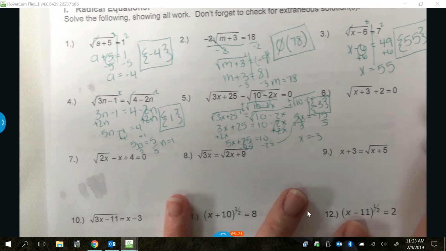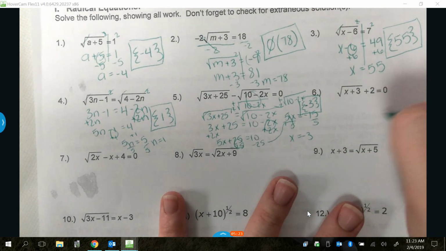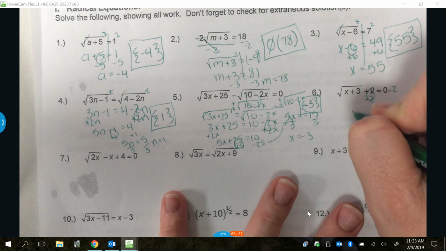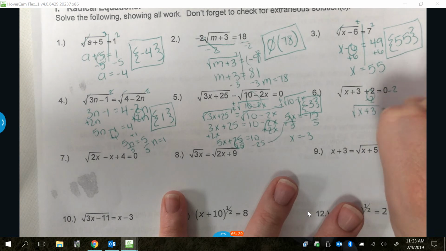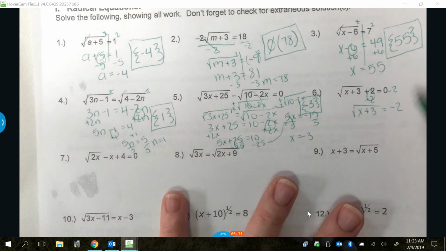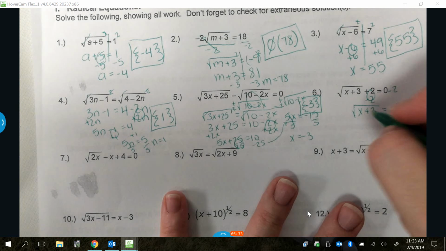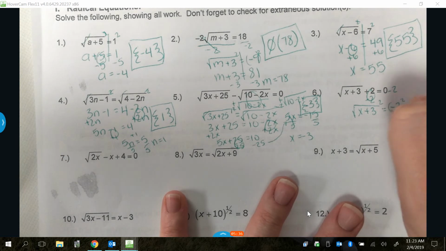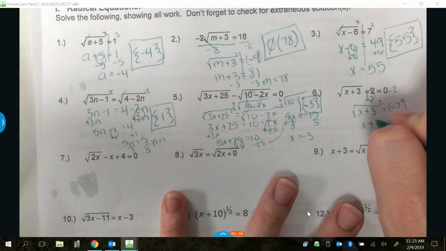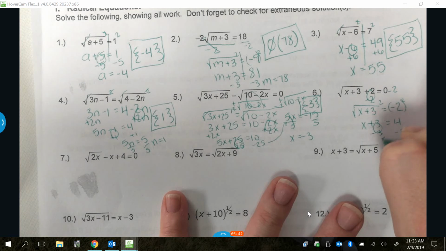Okay, here, number 6, we're going to move the 2 over. We get square root of x plus 3 equals negative 2. When it's a negative, you're going to have an extraneous answer. So square both sides. We get x plus 3 equals 4, minus 3 minus 3, x equals 1.